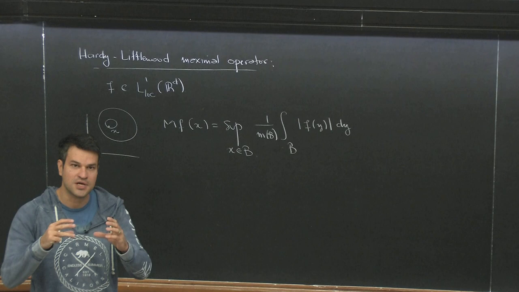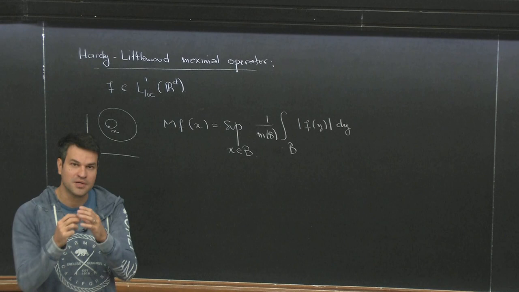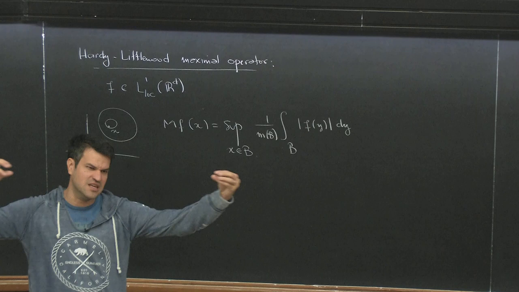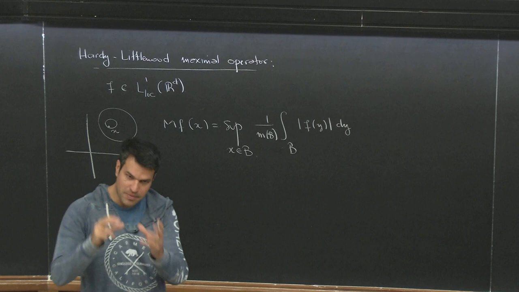So you can take geometric shapes, say, with a certain bounded eccentricity. Let's say shapes that you can put a ball inside and a ball outside. So you can take ellipsoids. You cannot take the whole family of rectangles, because then rectangles could be very thin in one direction. But if you take cubes or you take ellipsoids with a bounded eccentricity, then you're fine.